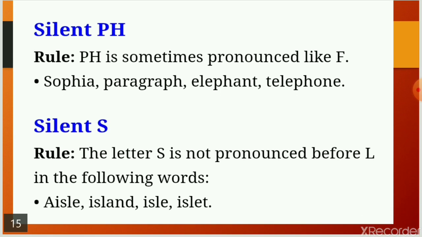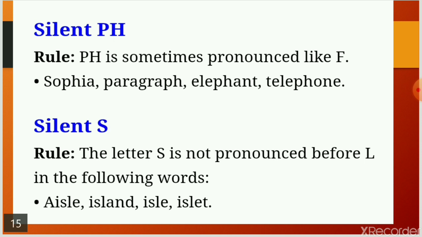Now we're going to move to the silent PH. PH is sometimes pronounced like F. See the examples here: Sophia, paragraph, elephant, telephone. So in Sophia, PH is converted to F. In paragraph, what happened? PH converted to F. Elephant, telephone. So PH is converted into an F pronunciation.